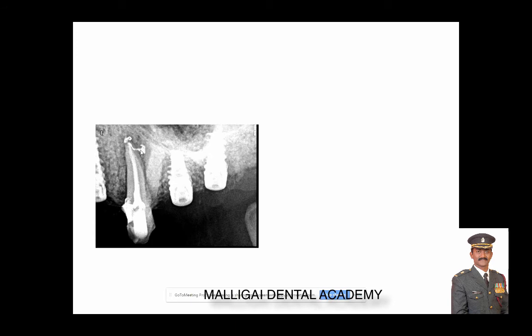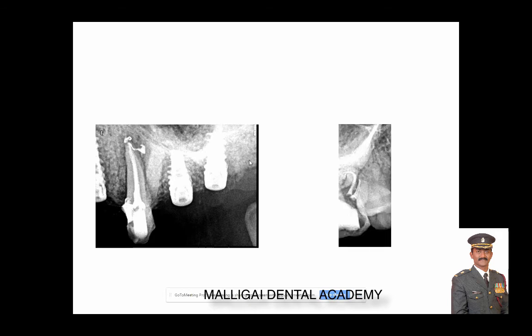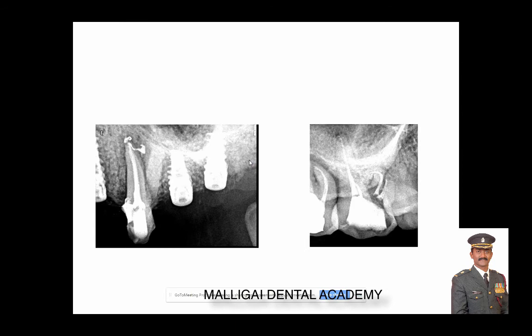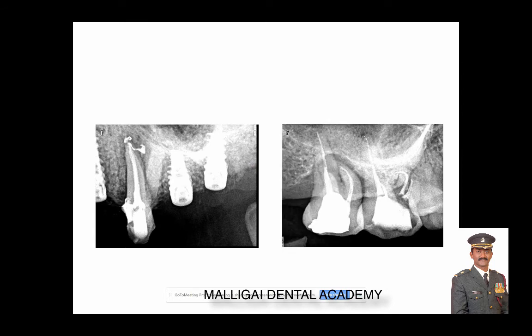And the only way to address this exit is by using three-dimensional irrigation and the crown down or the hybrid protocol, which allows us to hold large volume of irrigant within the canal system.